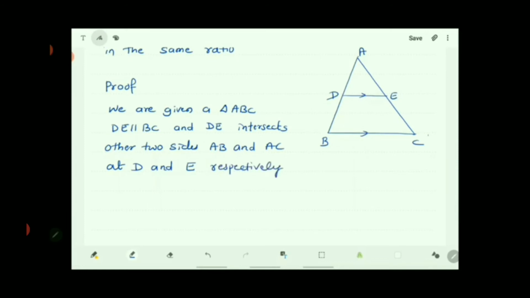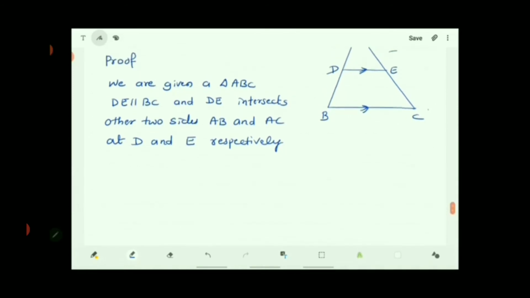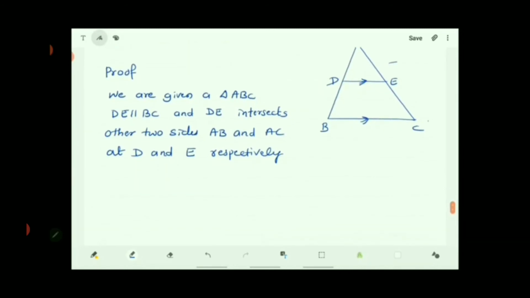This is the given. Here ABC is a triangle, DE is parallel to BC and the line DE intersects AB at D and AC at E. This is given. Next, what we have to prove? Here we have to prove that AD by DB is equal to AE by EC.